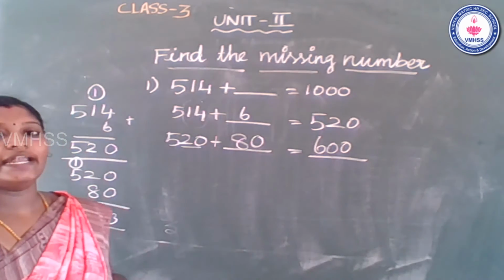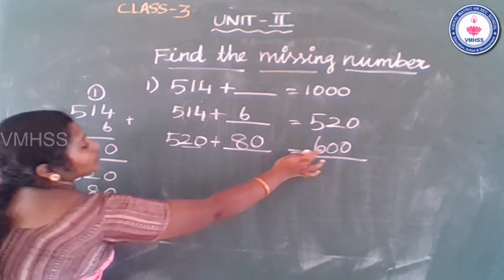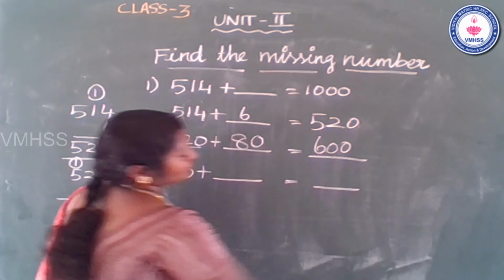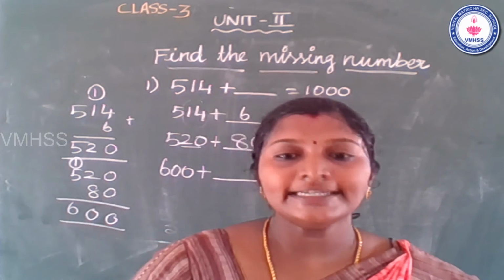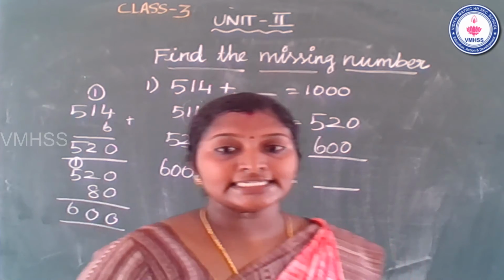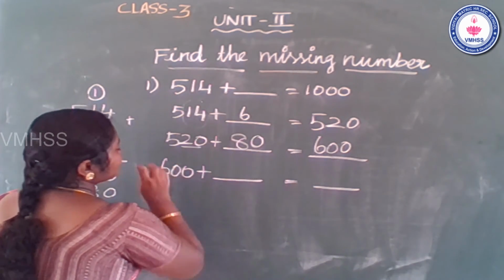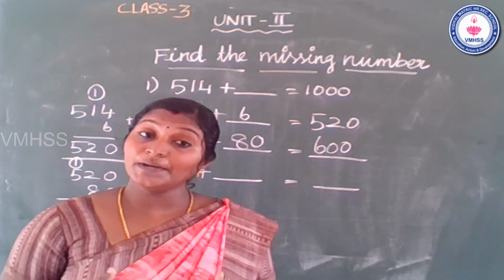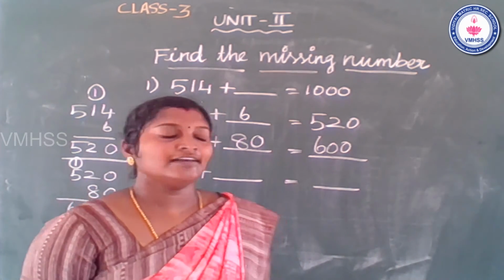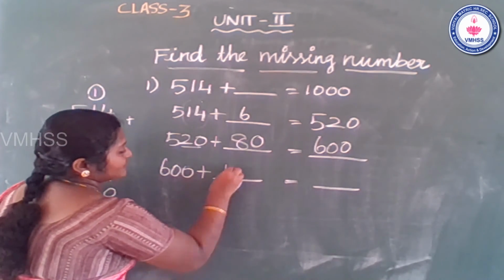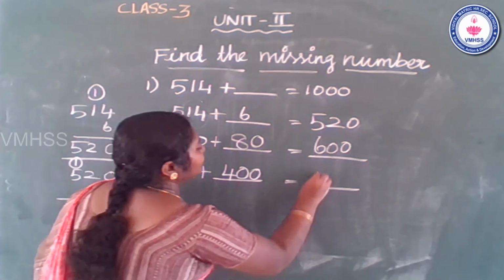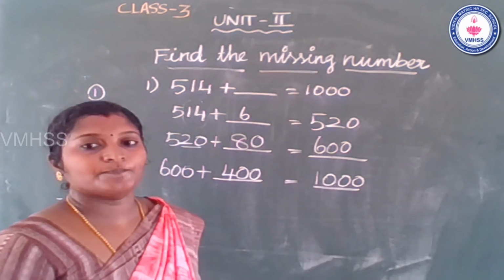Okay, students. So next step, third step. So you take this number 600 plus dash equal to dash. So the next step, add to the sum in step 2 to take it to 1000. So nearest 1000. So 600. Now which number are you adding? Yes, 400. Students, tell the answer. Very good. So 600 plus 400. Okay, students. So now we get the answer 1000.